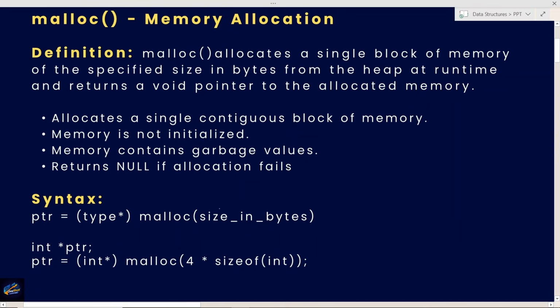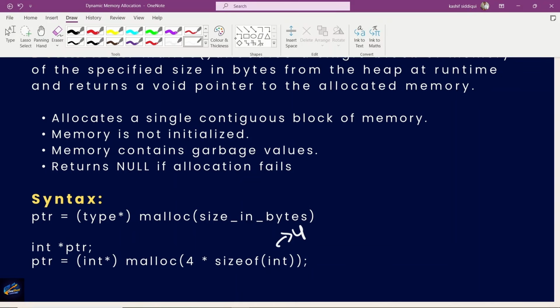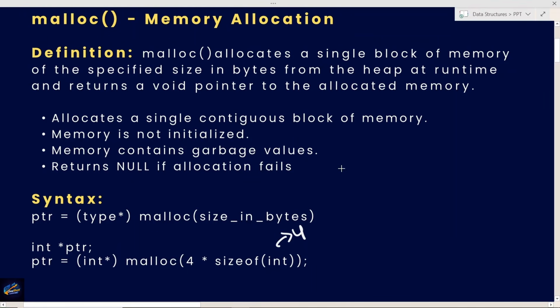Let's see what happens here. This is our number of elements. Here, size of int: we know that an integer contains 4 bytes of memory. So, size of int will give us 4, and 4 into 4 becomes 16. So, the memory will be allocated for 16 bytes. If we run this code, memory will be allocated for 16 bytes like this.